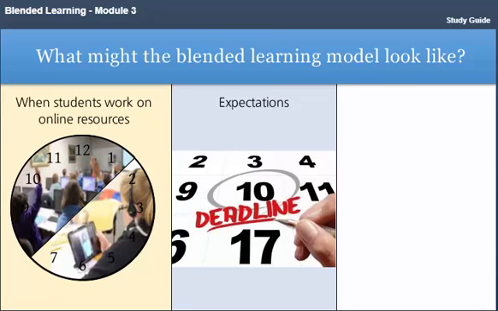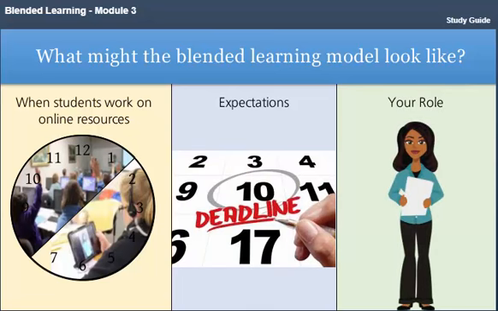Also, think about your role as the teacher in this model. How will students receive support for their online work? Will it be provided by you or by someone else? How will students receive feedback for their online work? Write down your ideas in your study guide for what the blended model might look like.